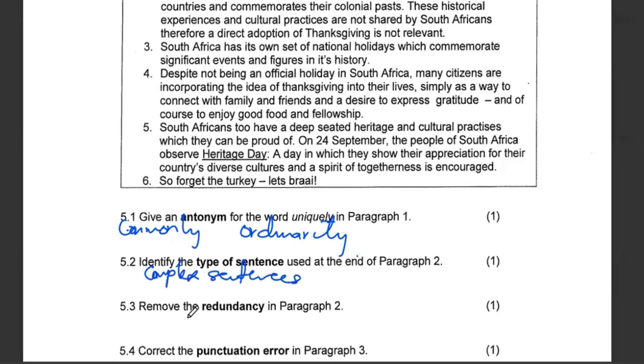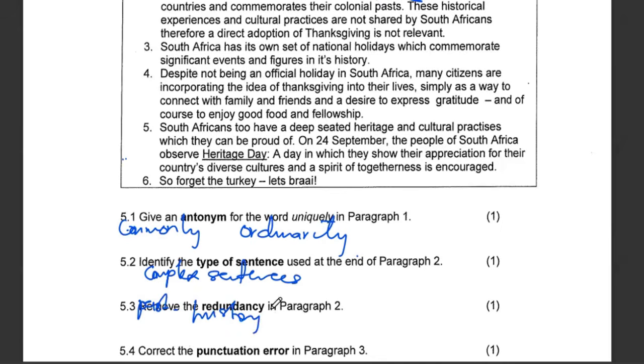Remove the redundancy in paragraph 2. It says, Thanksgiving is deeply embedded in the past history and culture of these countries and commemorates their colonial past. These historical experiences and cultural practices are not shared by South Africans. Therefore, a direct adoption of Thanksgiving is not relevant. Definitely not deeply embedded. Oh, it's past history. Past and history are the same thing, which means one needs to come out. Correct the punctuation. So the redundancy was past and history.